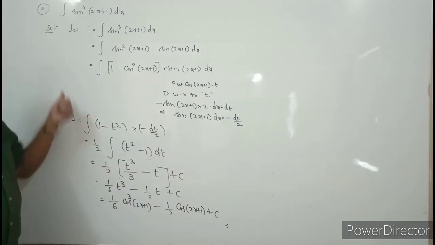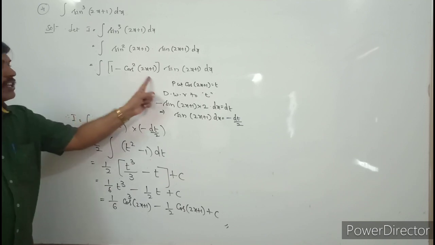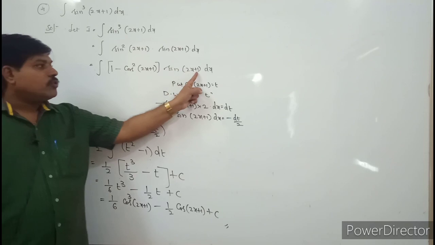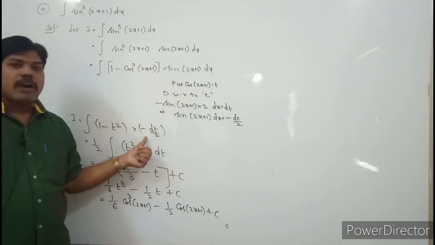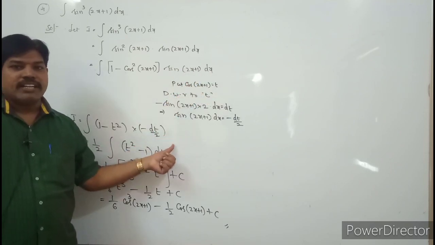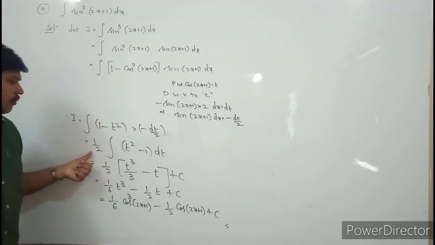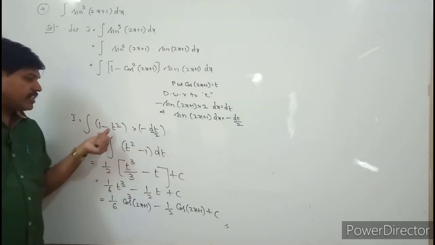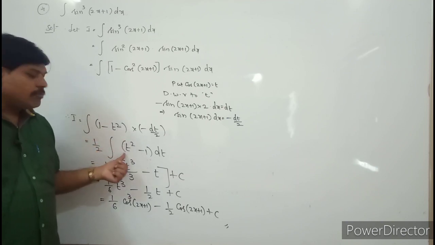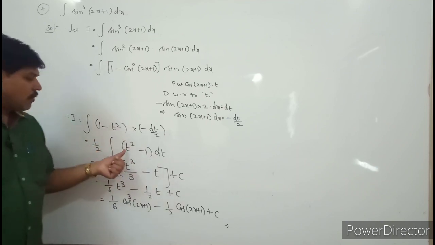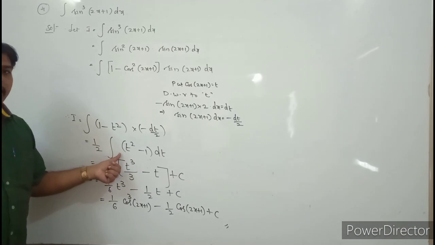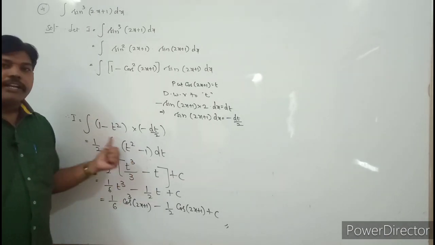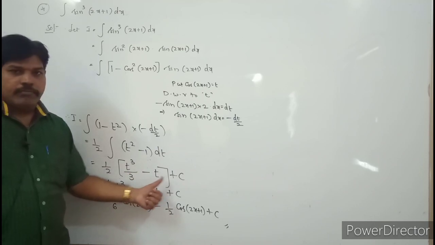So continue the problem. I is equal to, what is the I value? 1 minus cos square, that is 1 minus t square, into sine of 2x plus 1 into dx, whose value is minus dt by 2. So that is equal to 1 by 2 into t square minus 1 into dt. If you apply the minus, 1 minus t square will become t square minus 1. What is the integral of t square? Integral of t square is t cube by 3 minus integral of 1 is t plus c.